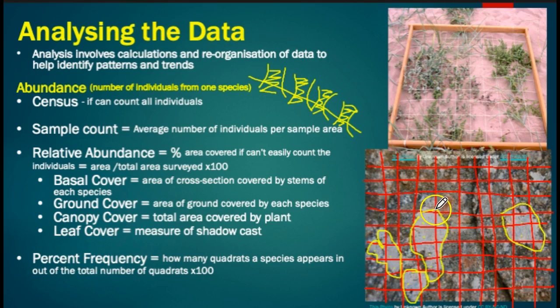Last but not least is percent frequency. Percent frequency means that you essentially count up. If you've got a 10 by 10 quadrat like this, and for some reason you can't actually count the area that they take up, you can at least count the number of quadrats that they pop up in. And when you do that, you can get a pretty good idea of how frequently they're appearing, and you use that frequency count as a relative measure instead of area. We won't tell you to use that unless it's for a very specific type of species.